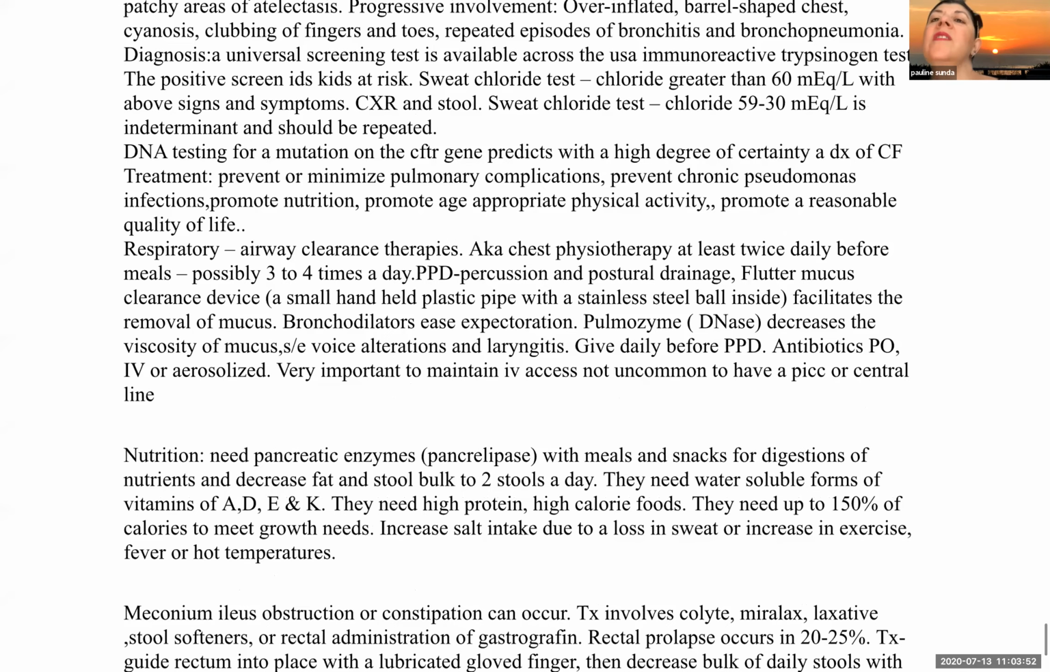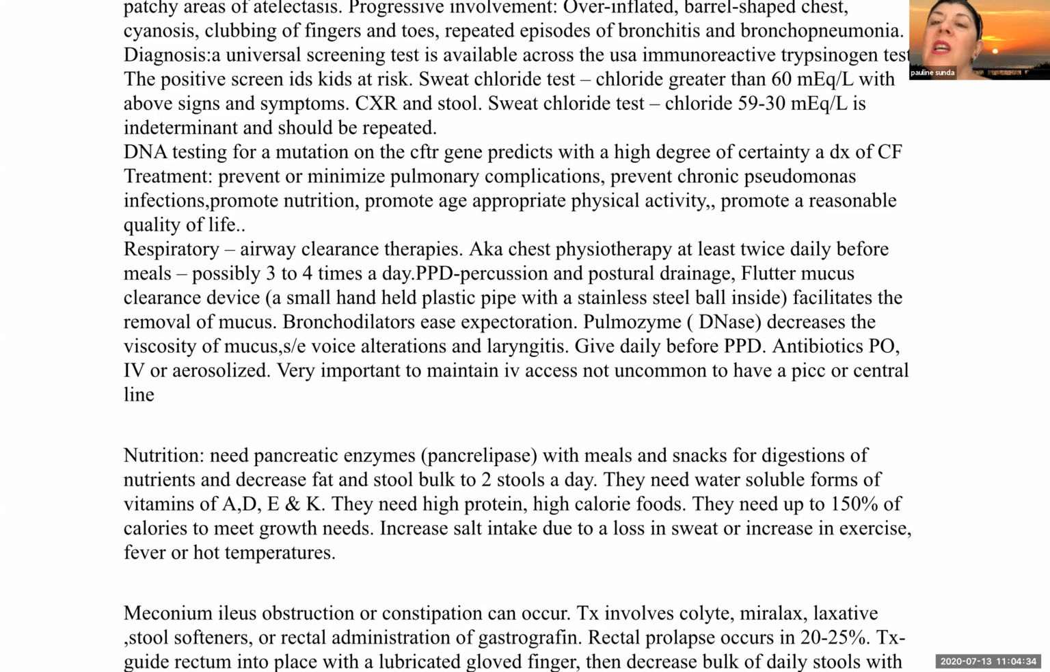For diagnosis, a universal screening test is available across the United States, which is an immunoreactive trypsinogen test. The positive screen identifies children at risk. The sweat chloride test, so a chloride greater than 60 milliequivalents per liter with the above signs and symptoms is obviously problematic. They also will do chest x-rays and examine the stool. A sweat chloride test of 59 to 30 milliequivalents per liter is indeterminate and needs to be repeated.